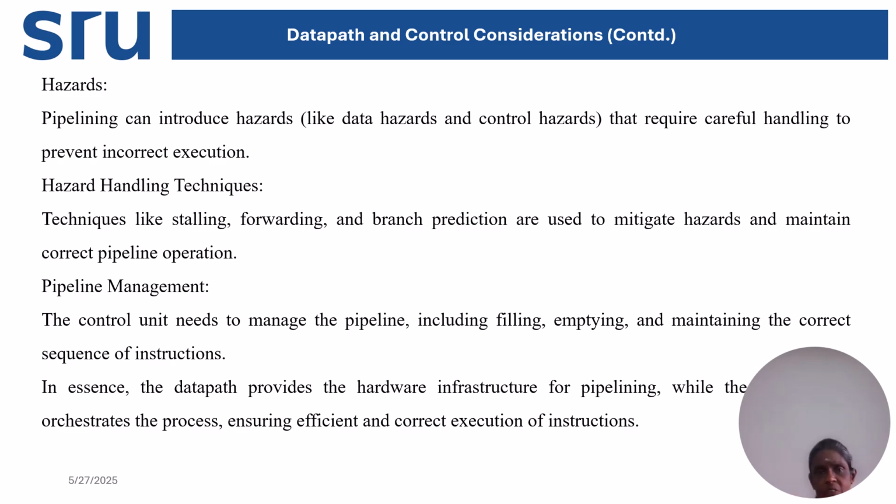And then hazards. Pipelining can introduce hazards. As we have seen already: data hazard, control hazard, structural hazard. These require careful handling to prevent incorrect execution. Ultimately, we are expecting the correct result, the correct output. There should not be any errors in the output.